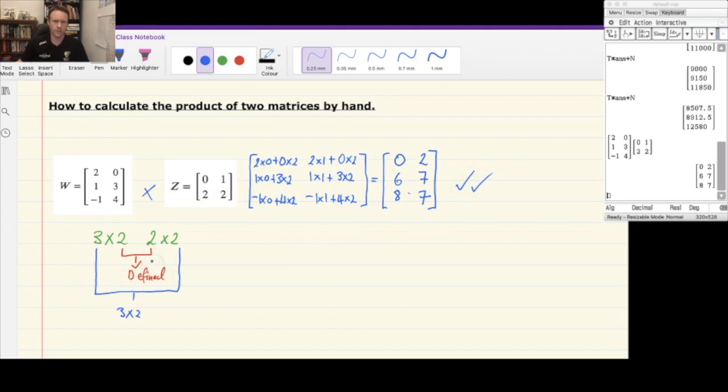Okay, so first off, check that things are defined. That means we can do the multiplication. Secondly, check what the product matrix should look like, because if you get to this point and you notice it's not a 3 by 2, then we know there's something wrong. And thirdly, multiply.